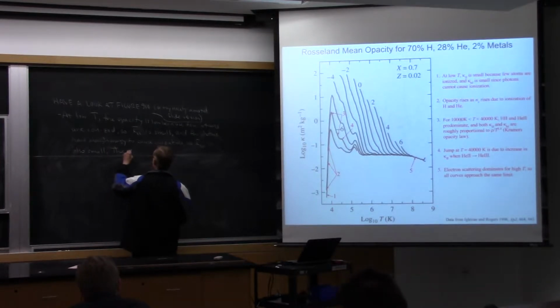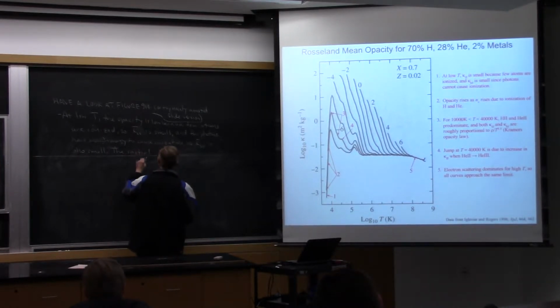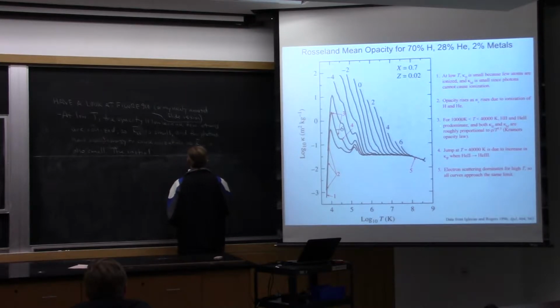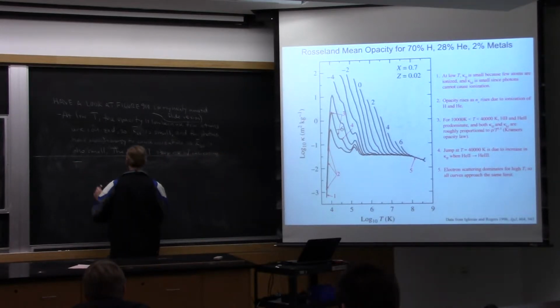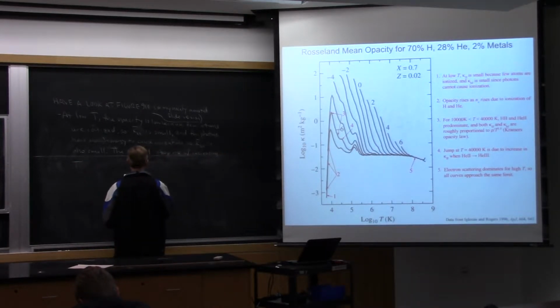So the initial steep rise with increasing temperature corresponds to the increase in N sub E due to the ionization of hydrogen and helium.